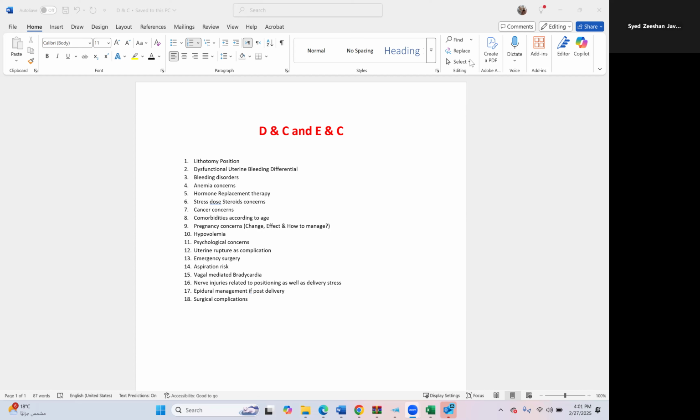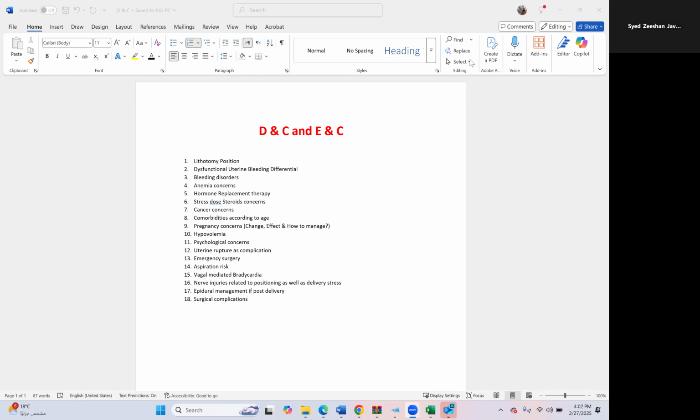We will have a look at how to plan our anesthesia and how to look into different surgeries. It's a relatively neglected topic, but there are so many things you can learn, even when thinking about procedures like D&C and E&C. First of all, there is a small difference between D&C and E&C. In E&C there is evacuation, and in D&C there is dilatation.